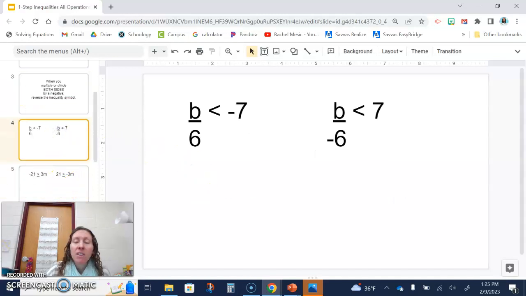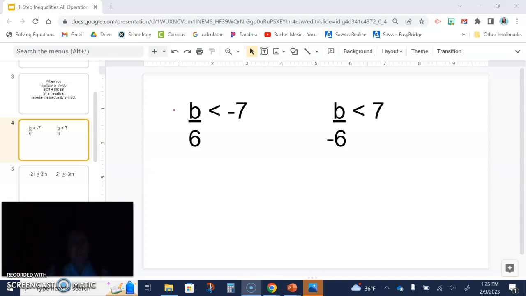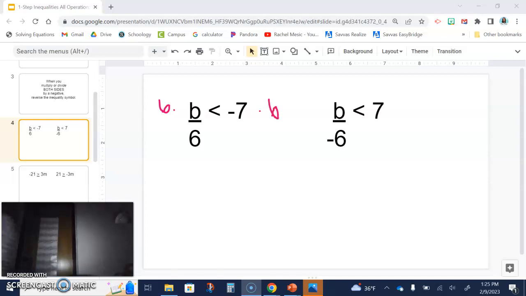All right, so here's the example. So if we are solving this inequality here, we'd have to multiply both sides by 6.